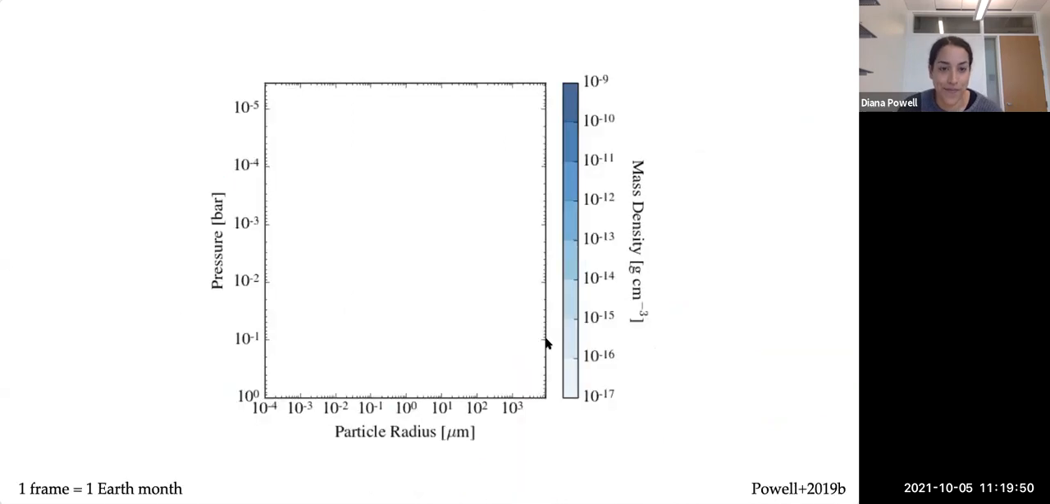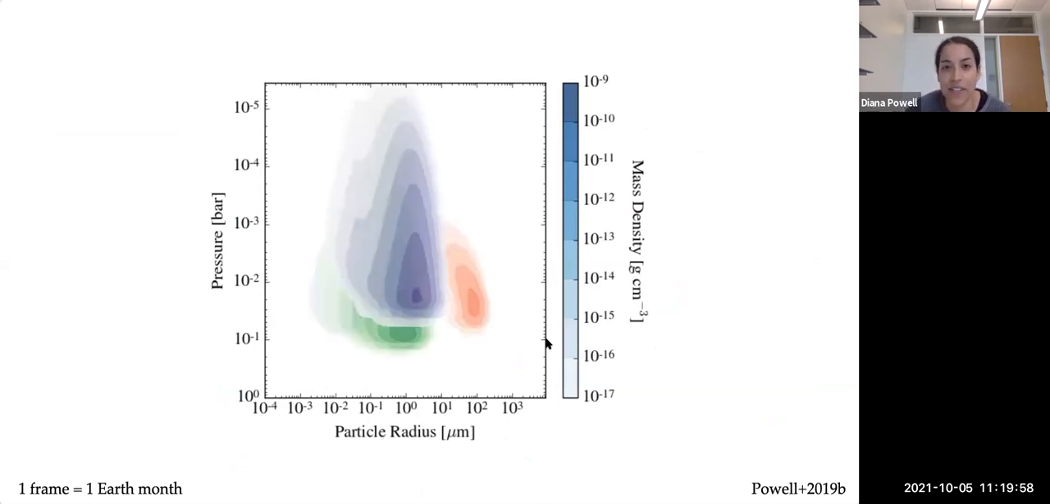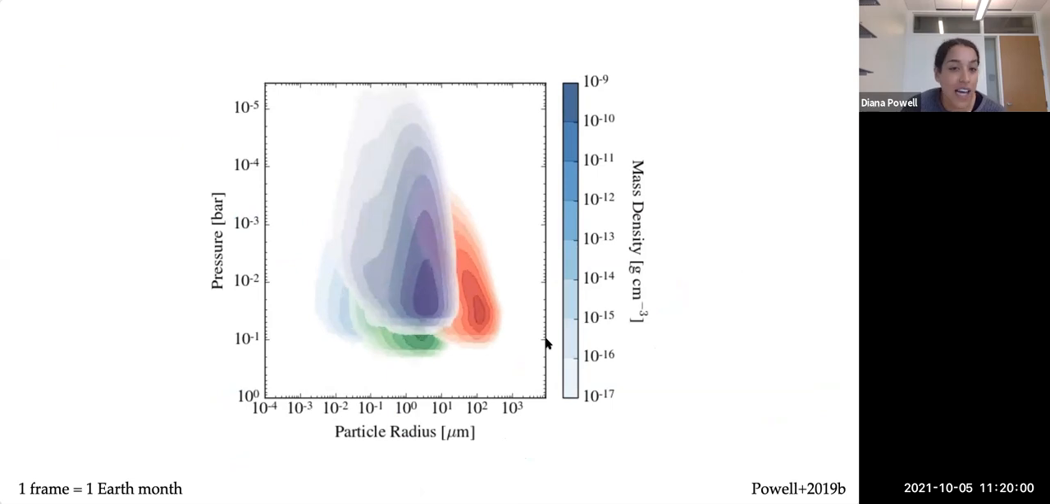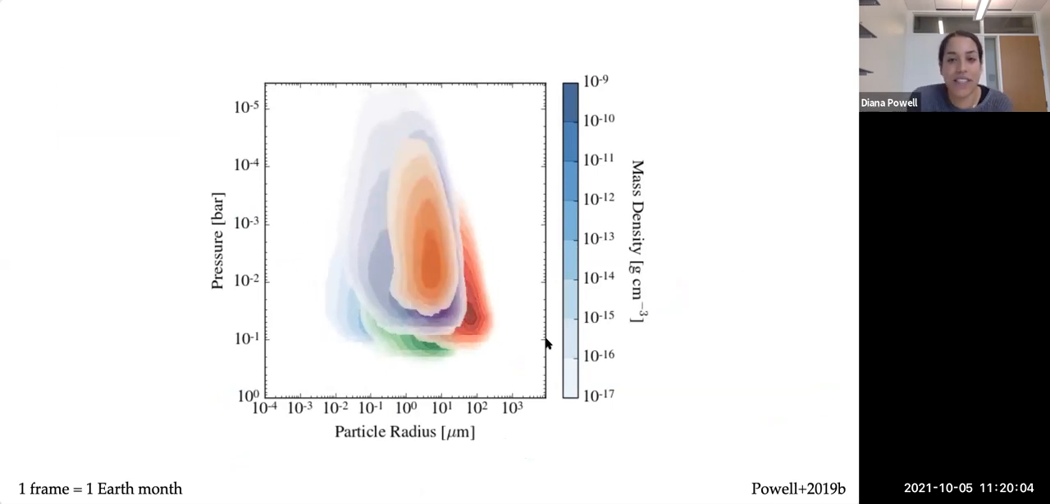Okay, so here's a primer of some of the results that I calculate with KARMA. I'm plotting the mass density of condensed cloud particles as a function of particle size and atmospheric pressure. Each of the different colors indicates a different cloud species. And as you can see, each cloud species forms at different times and has different particle sizes and vertical extents in the atmosphere.